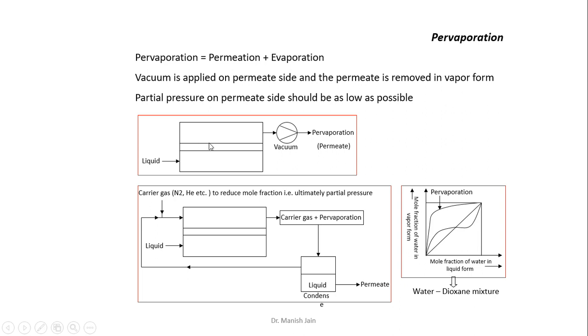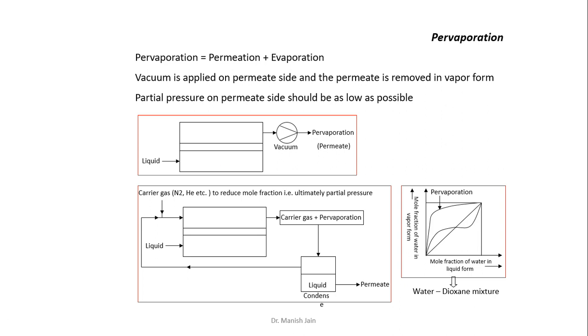Once the different components approach the permeate side, they vaporize and come out from the permeate side in the vapor form. So it is a combination of two processes, permeation and vaporization. Basically in the pervaporation process, the separation occurs in three different stages.